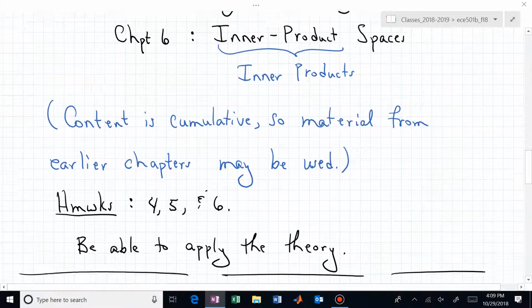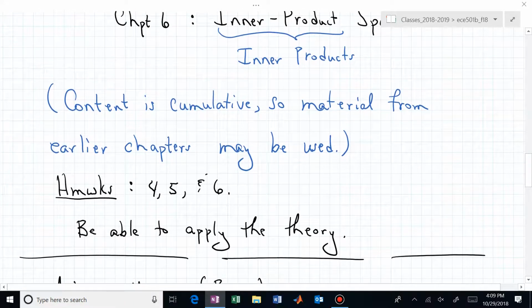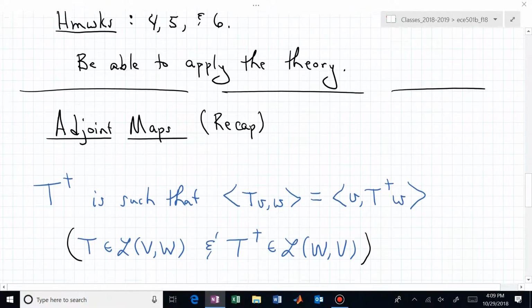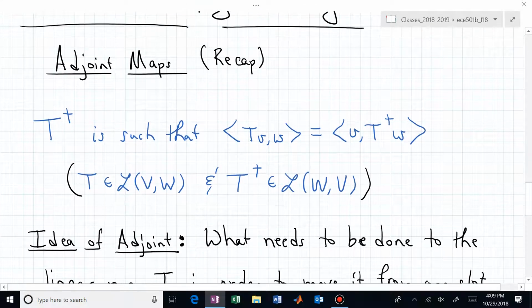And homework 4, 5, and 6 is what we're dealing with material-wise, so you need to be able to apply that theory. I might have you create something or build something based on your understanding of eigenvalues, eigenvectors, inner products, etc. Let's continue then with chapter 7.